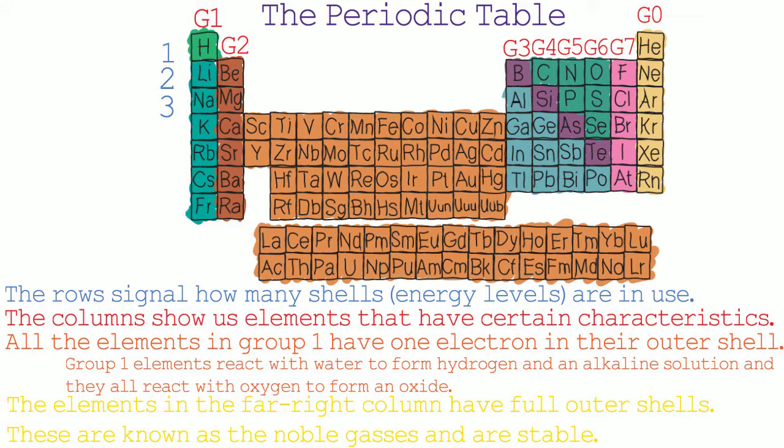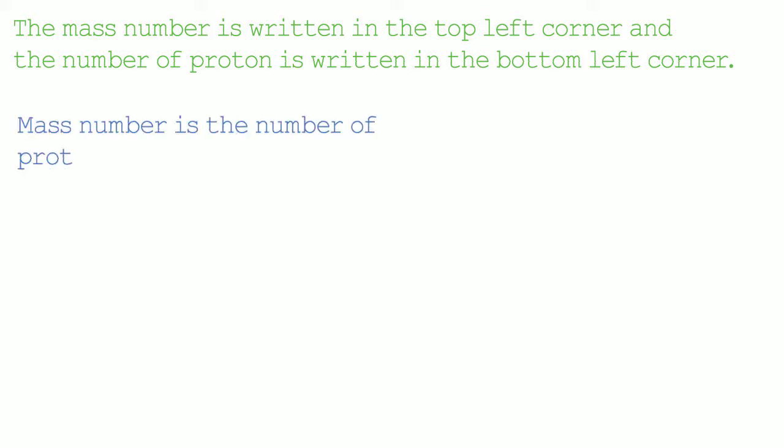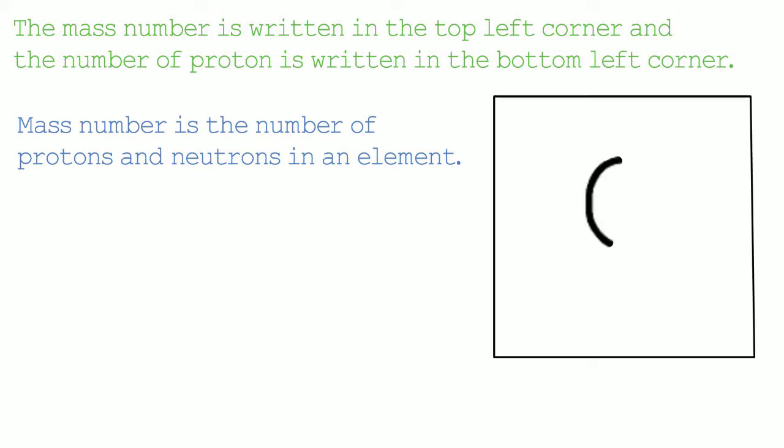The periodic table also gives us the mass number of elements. The mass number is written in the top left corner, and the number of protons is written in the bottom left corner. The mass number is the number of protons and neutrons in an element. Therefore, we can work out the number of neutrons in an element by subtracting the proton number from the mass number. So here we have carbon.